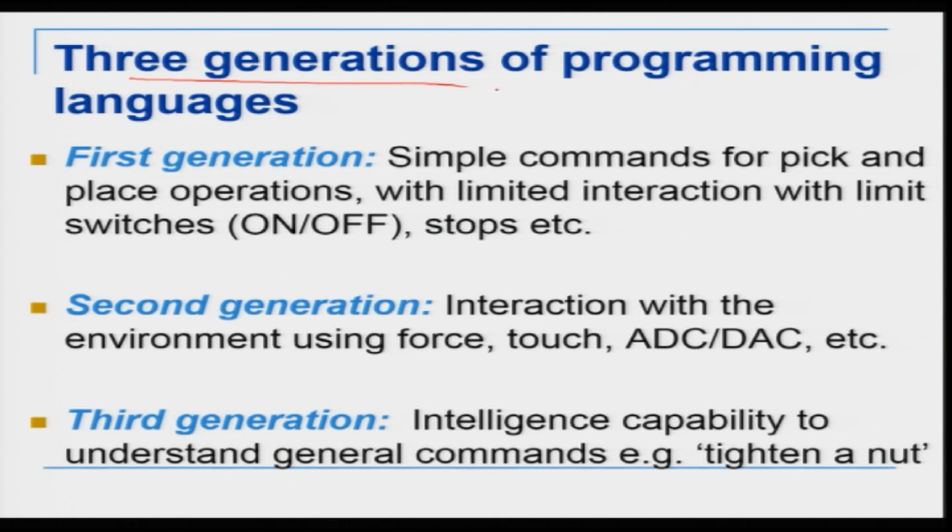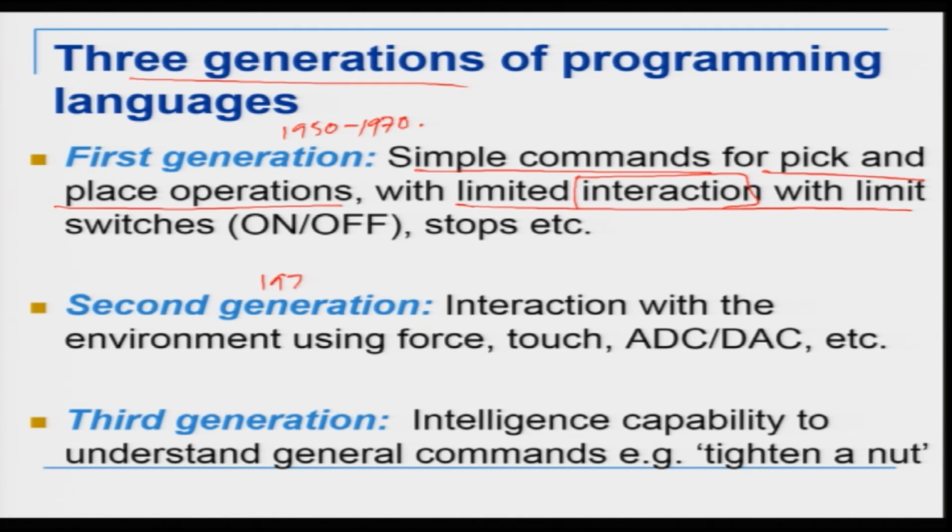The first generation consists of languages which could perform very simple commands, for example, just pick and place applications with very limited interaction with the environment. First generation languages were early languages, from the 1950s to maybe the 1970s, very simple languages for the robot just to pick and place objects without any interaction with the environment. So, we could not have things like force torque sensors, we could not have ADCs, because there was no means of communication.